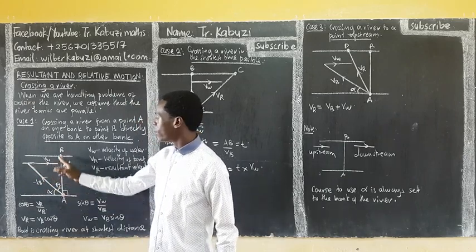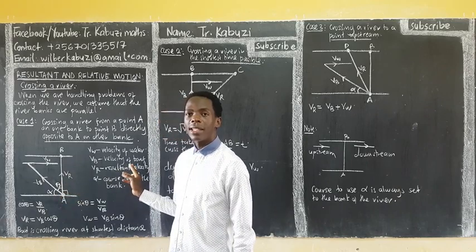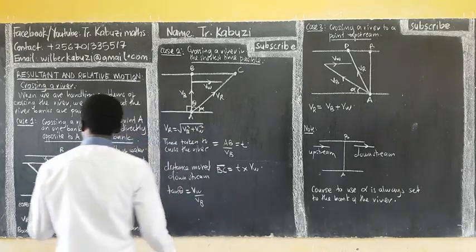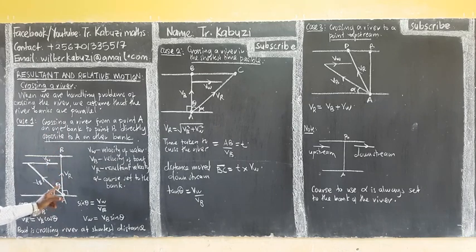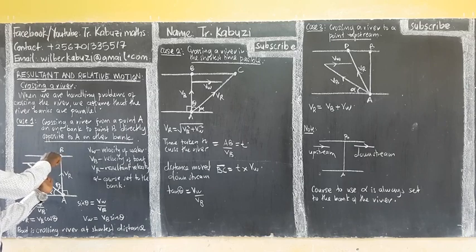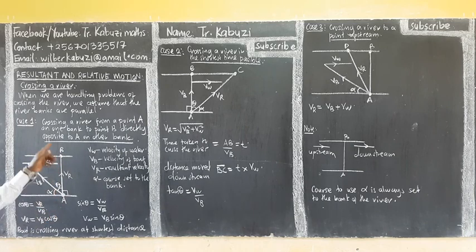If you set the course direction like this, you end up on the other side of the point you want to get. So whenever you want to cross to a point directly opposite to where you are, you always set a course going this side, because the water coming is going to affect the direction of the boat. After all, you are going to find yourself like this. We always set the course to the bank, going this side, and then the water will put you in the exact direction you want.